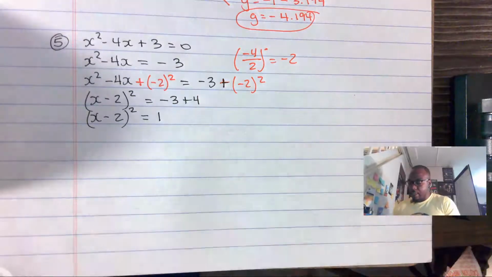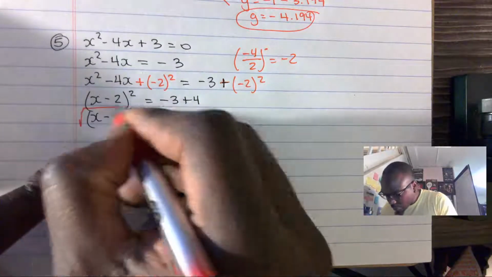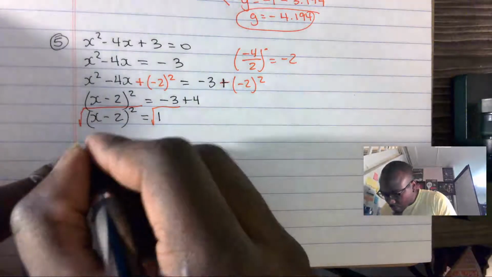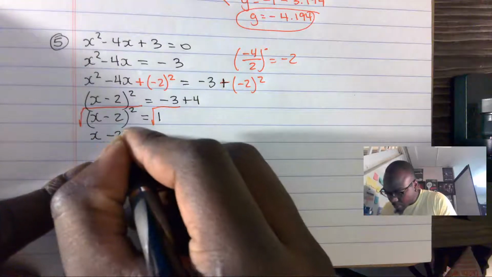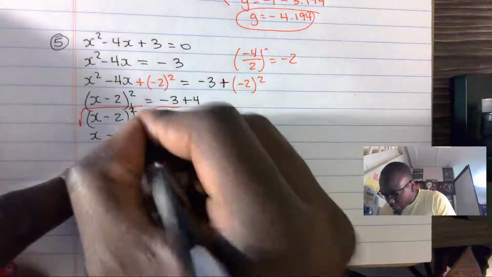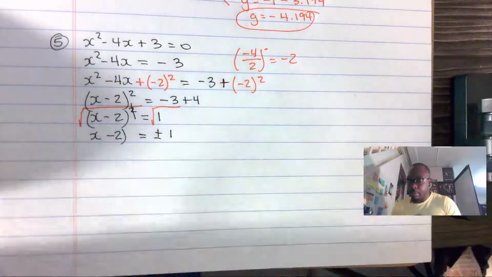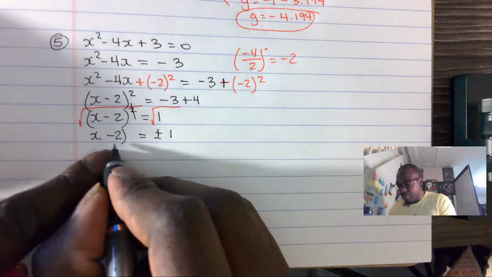How do I get to x now? I have to take the square root. So I take the square root of both sides. If I take the square root of both sides, I have x minus 2, and the square and square root cancel here, equals plus or minus 1. The square root of 1 is 1. Now I need to get x by itself, so I'm going to add 2 to both sides.